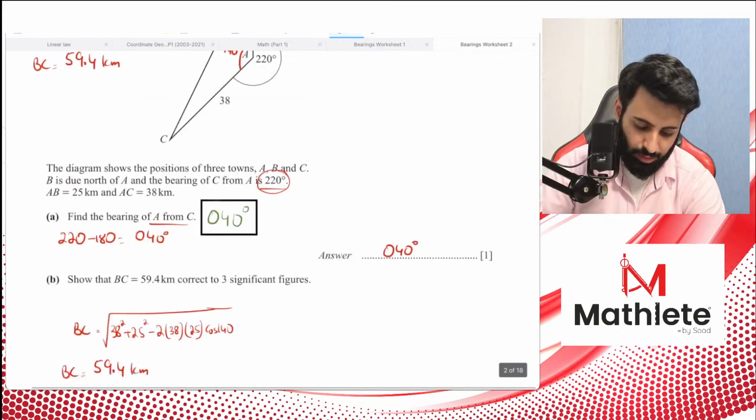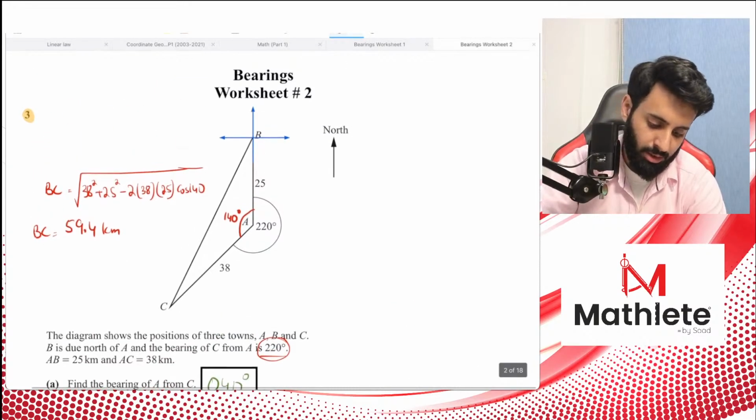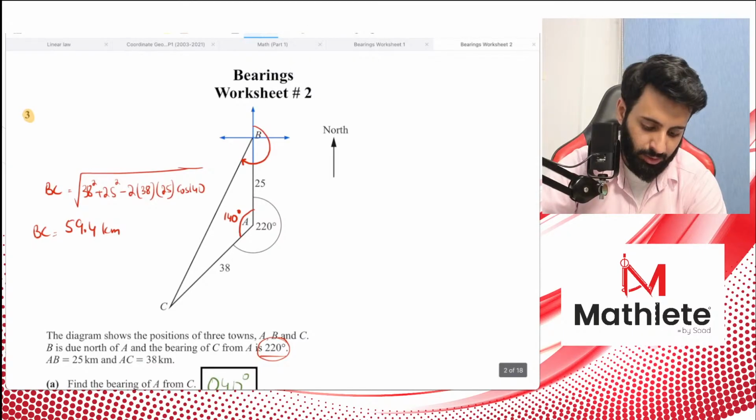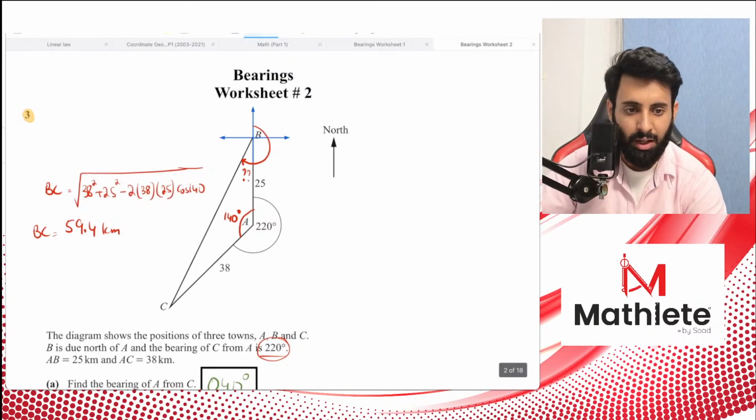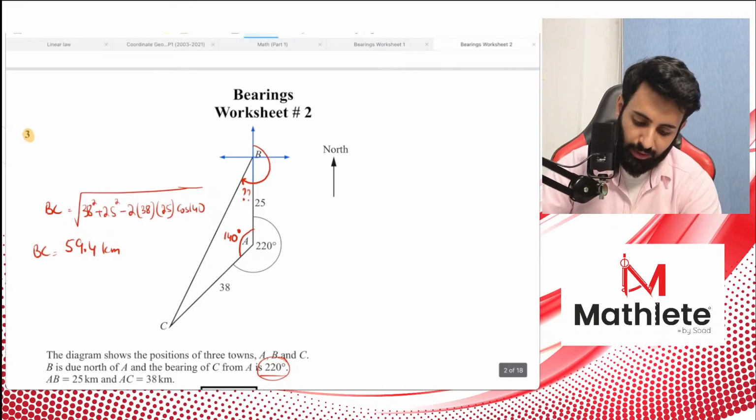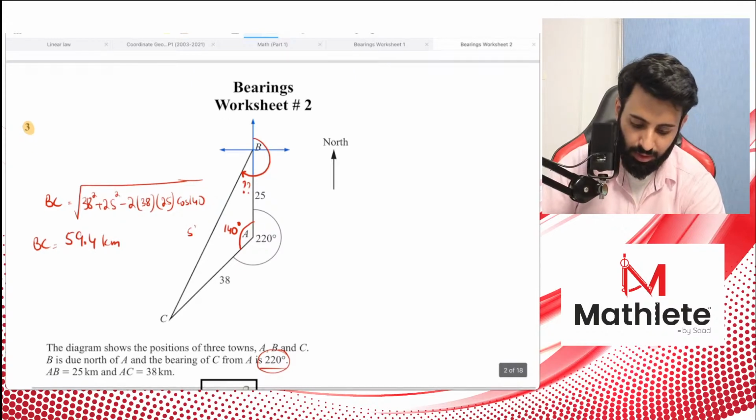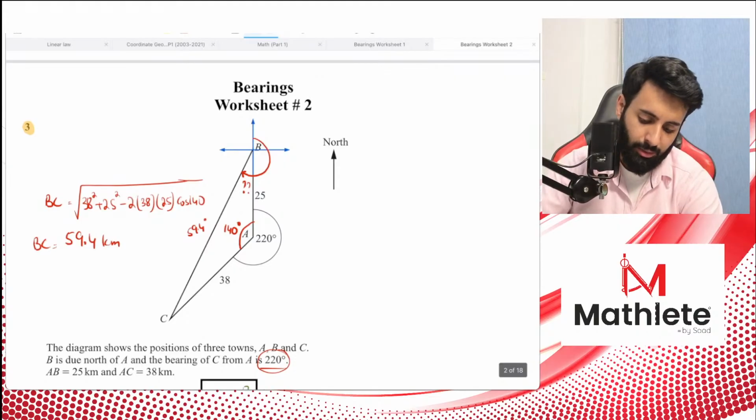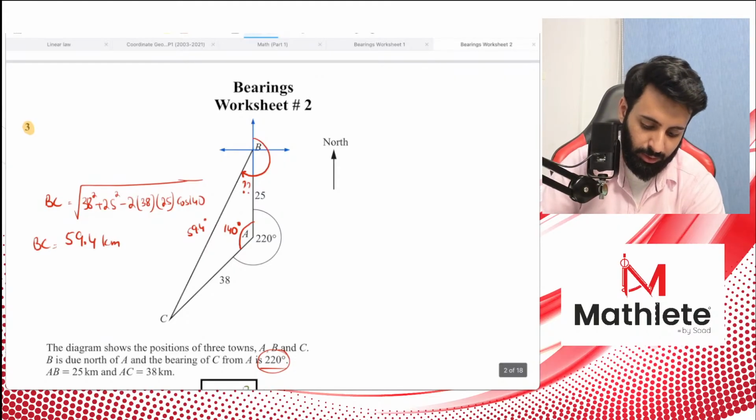C from B. So that means we need to find out this angle. If we can somehow find out what this angle is, where I'm putting these two question marks, we can simply add it to 180. In order to find out this angle, we have pretty much everything we need. We've already worked out this length, 59.4. So now we can use sine rule. Actually, we can also use cosine rule, but let's use sine rule and find out angle B.